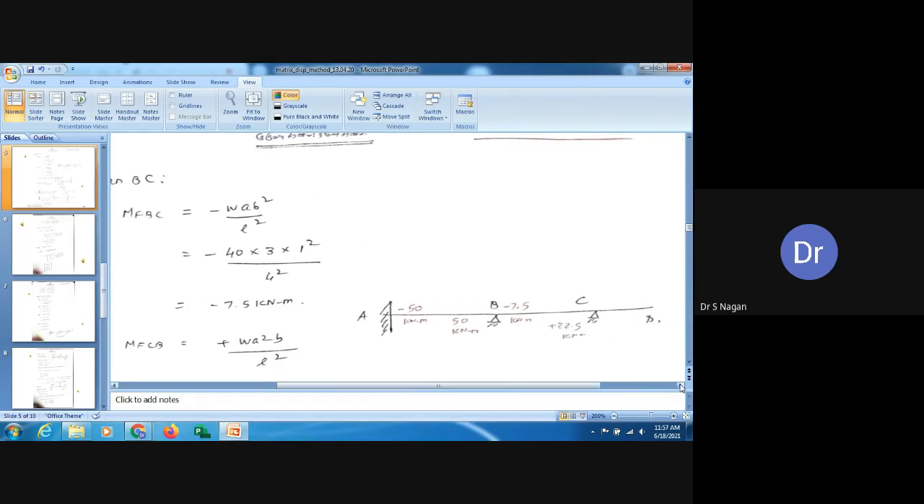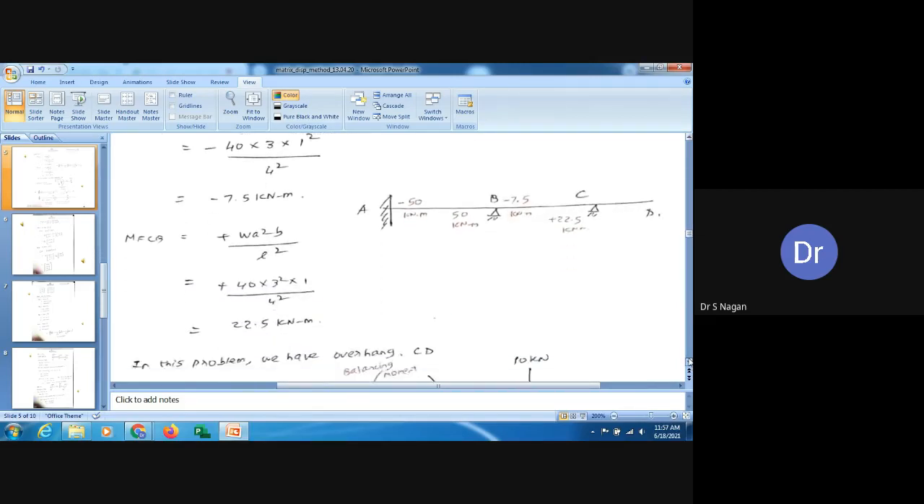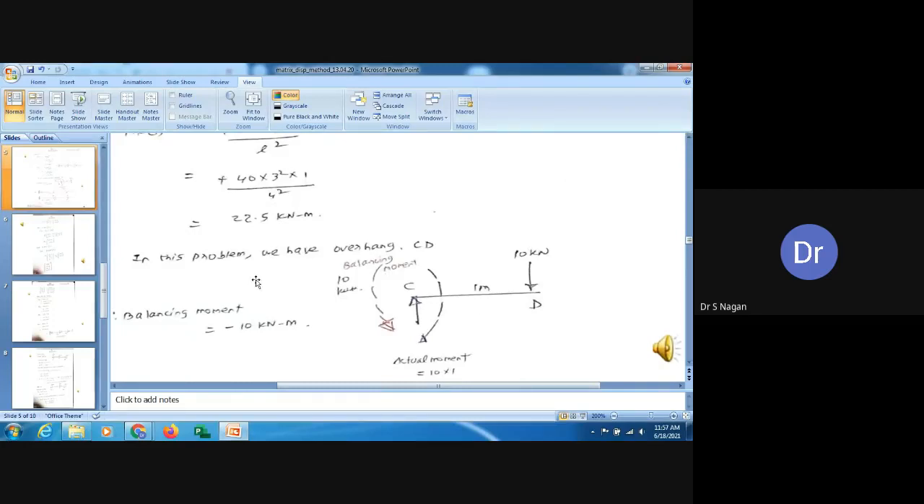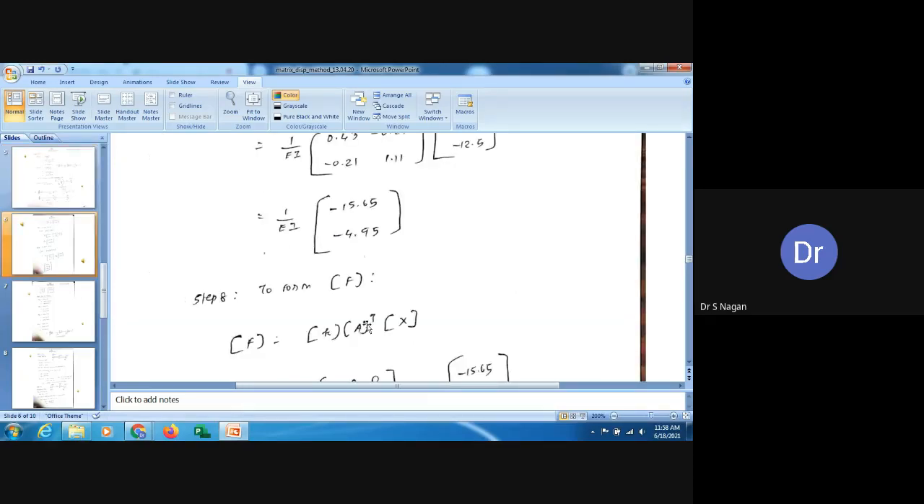Now let's see how we are accommodating the overhang. In this problem, we have overhang CD. In the overhanging portion, you calculate the actual moment produced by the load at the overhang. So what is the actual moment produced about C? We have 10 kilonewton at 1 meter. So 10 into 1 kilonewton meter will be the actual moment. This needs to be balanced. The balancing moment should be anti-clockwise, so the balancing moment is minus 10 kilonewton meter. This minus 10 kilonewton meter needs to be written here.